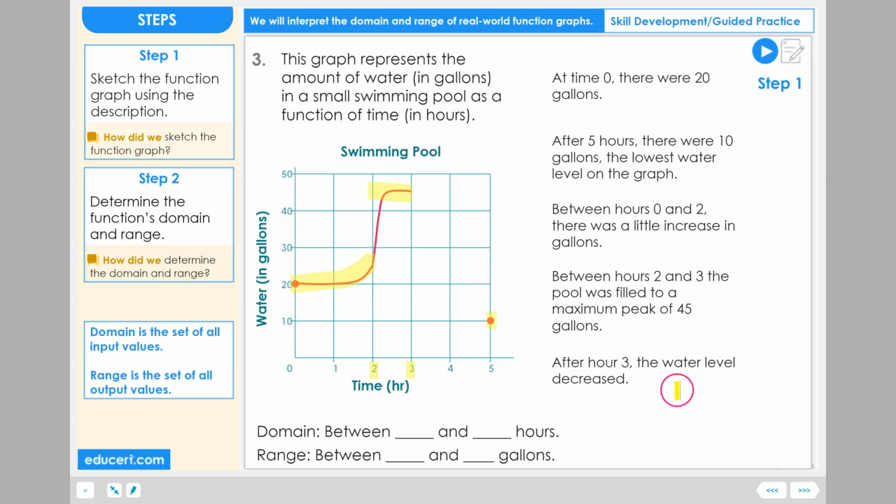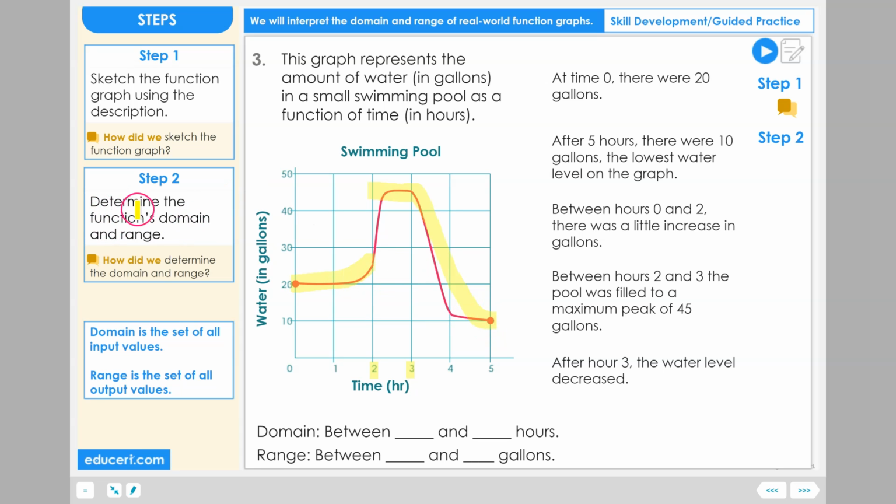After hour 3, the water level decreased, and we also know that it never went below 10 gallons. At hour 5, it ended at 10 gallons of water. How did we sketch the function graph? We sketched the function graph by reading the information about the graph and using that to either put ordered pairs, increases or decreases, maximum points and minimum points, and connect the graph to graph our complete function.